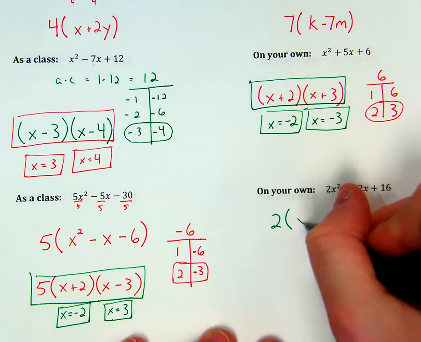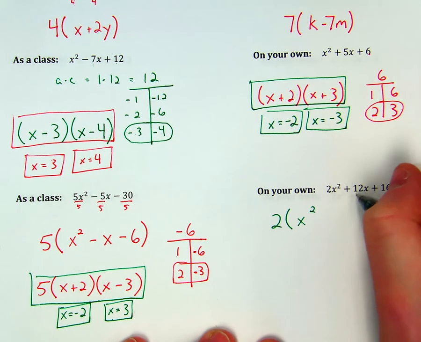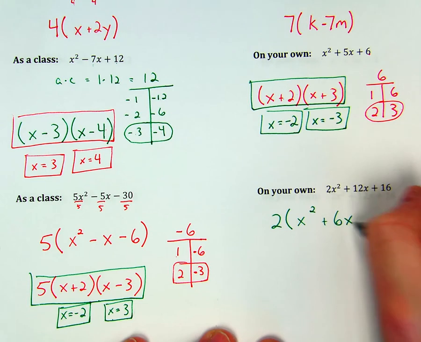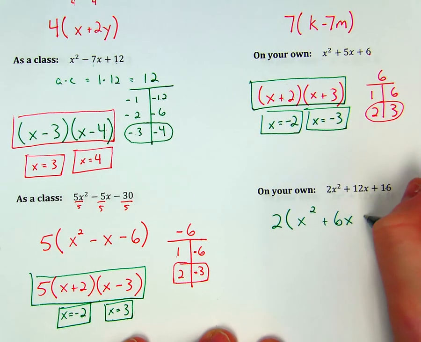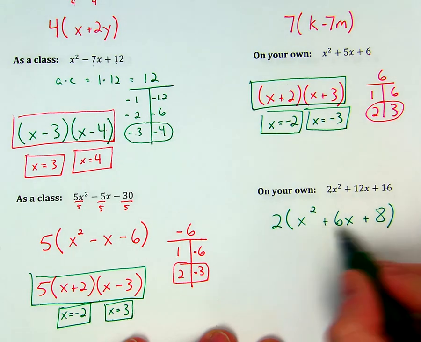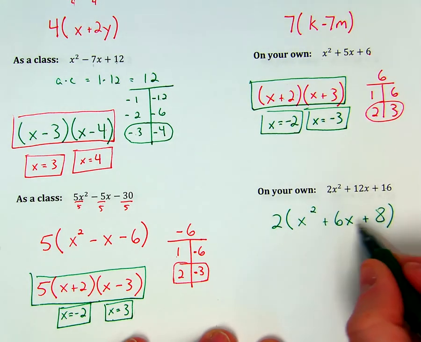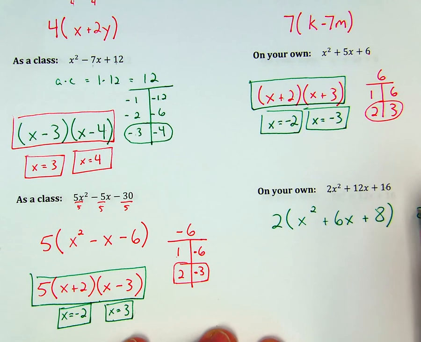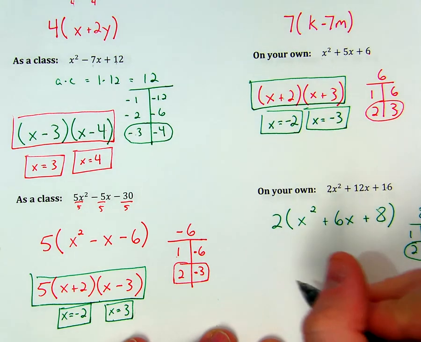The first term, when divided by 2, will leave you with x squared. The second term, when divided by 2, will leave you with plus 6x. And the third term divided by 2 will leave you with plus 8. From here, we're looking for two numbers that multiply to 8 and add to 6. Our choices are 1 and 8 or 2 and 4. 2 and 4 will add to 6, so they are the winners.